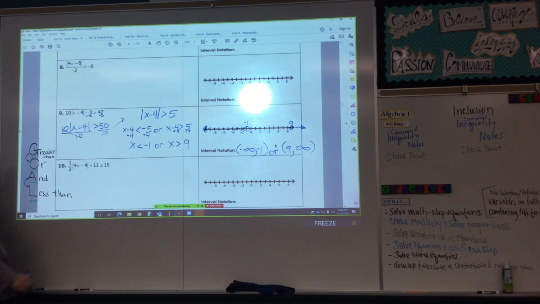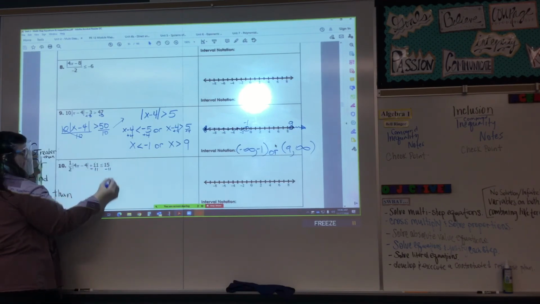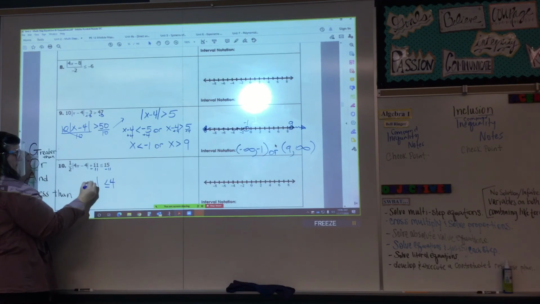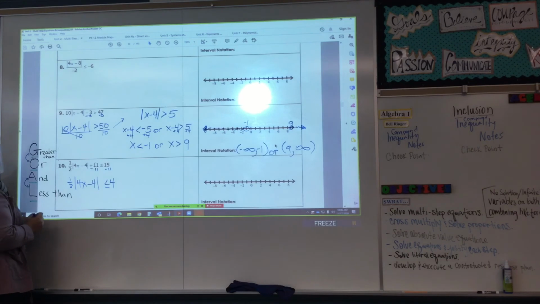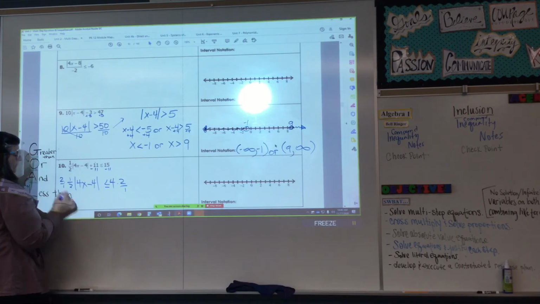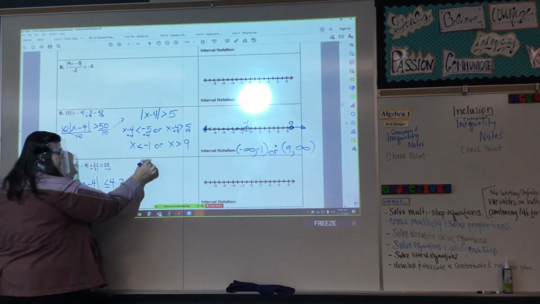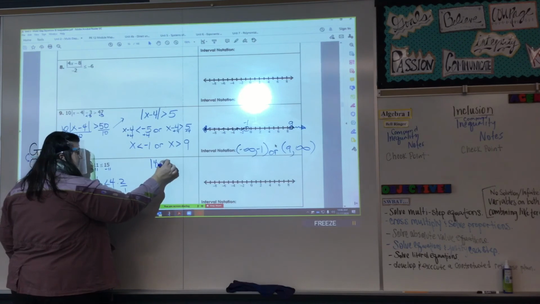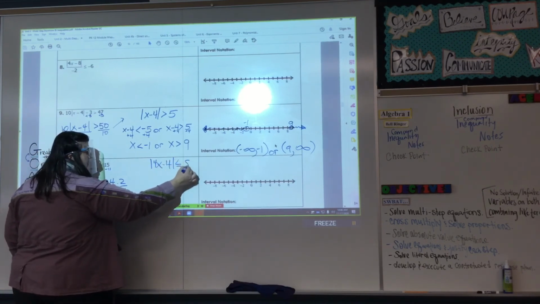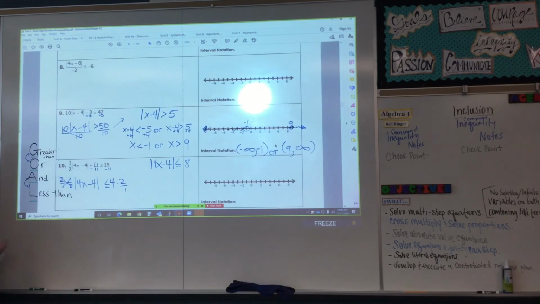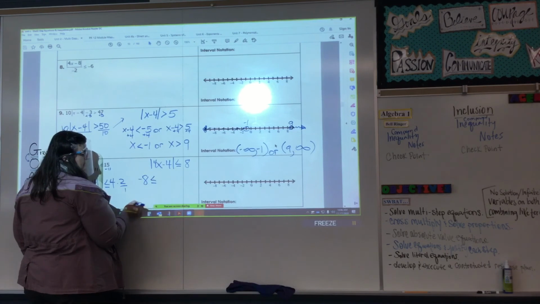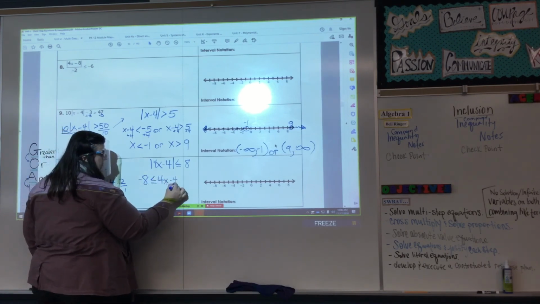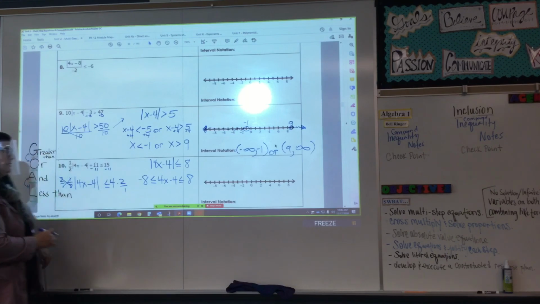All right, last problem. Going after my 11, so I'm going to subtract 11. I get 4. I need to get rid of my 1/2, so I'm going to multiply by the reciprocal of 2/1. So I've got absolute value of 4x minus 4 is less than 8. Less than is an and, so I take my opposite, -8, keep my sign the same, 4x minus 4 is less than or equal to 8.